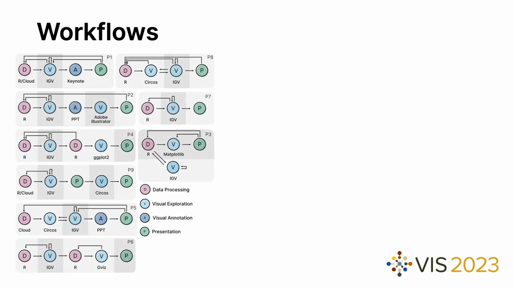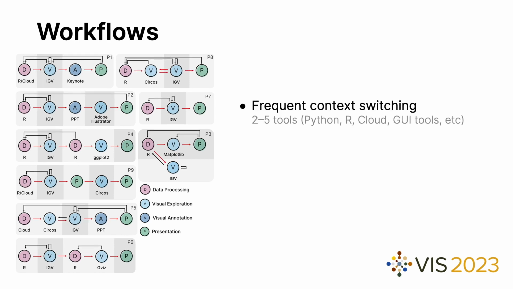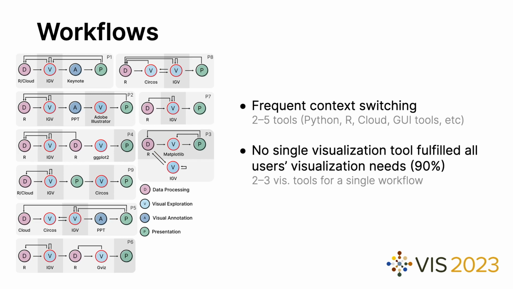After reviewing the workflows of all participants, we found several consistent patterns. We identified that people commonly switch between different working environments for a single workflow, up to 5 different ones, including Python, R, and cloud services. Also, people tended to use more than one visualization tool for a single workflow. Overall, people tended to use GUI-based visualization tools for quick exploration and then use low-level libraries to see overview or make presentation quality visualizations.